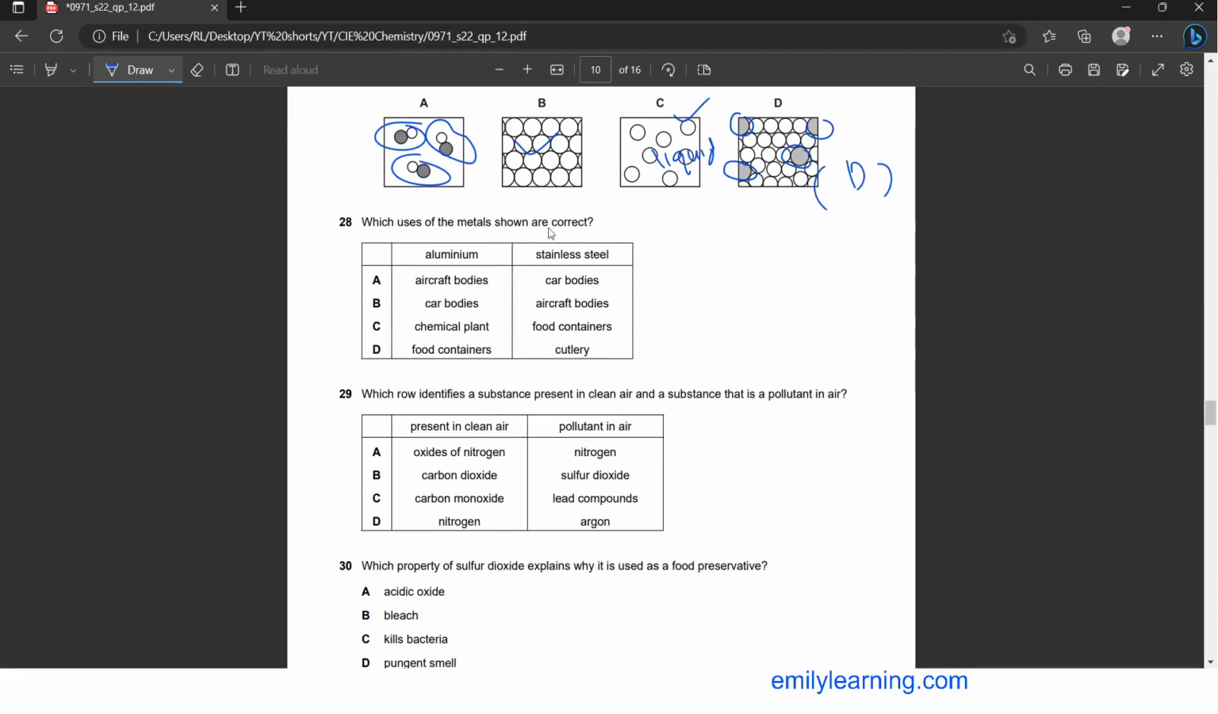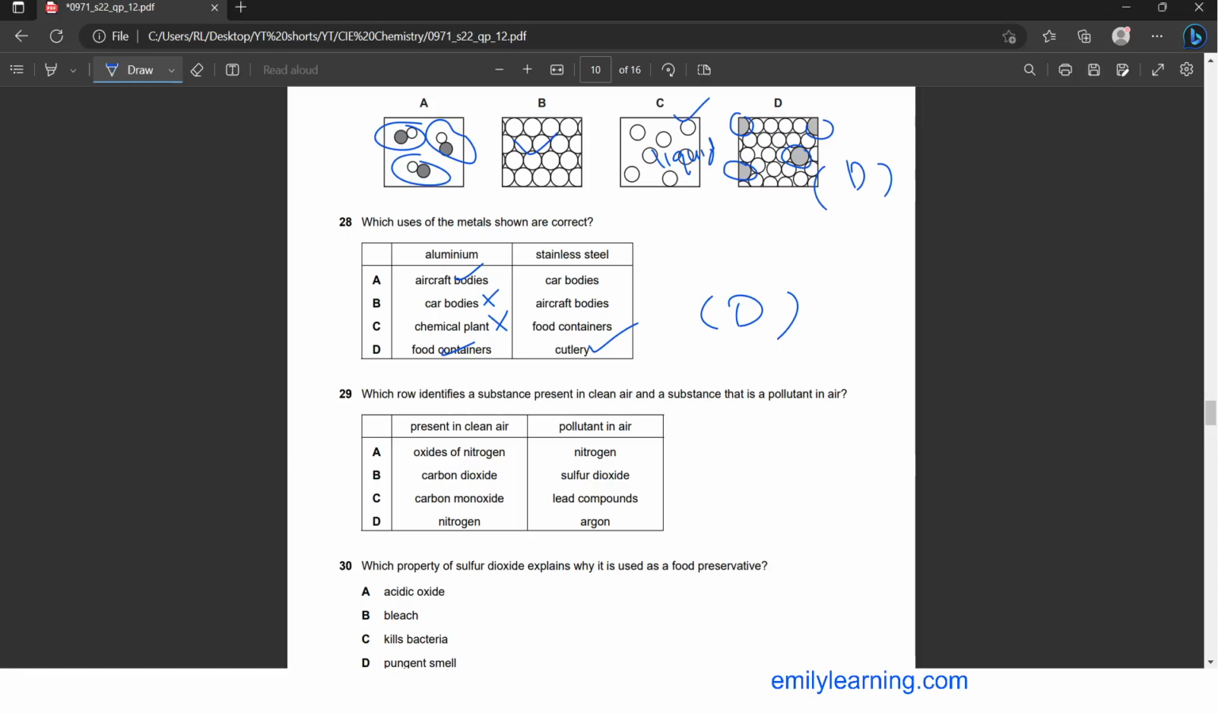28, which uses of metals are correct? This one is basically just memory work, what they are used for. Aluminium can be used for aircraft bodies. They can also be used for food containers, but they are not used for car bodies and chemical plants. It's not strong enough. Stainless steel is very strong, but it's also very expensive, so we usually use it for small things like cutlery. So the answer for 28 is D.